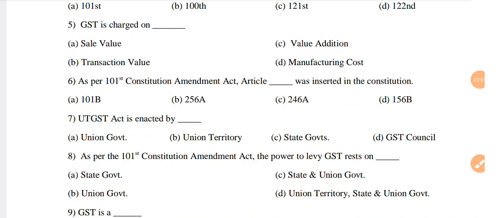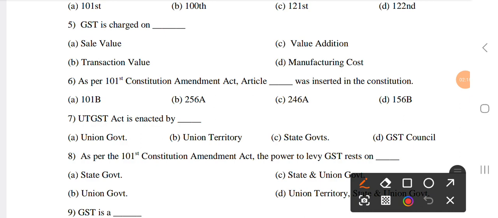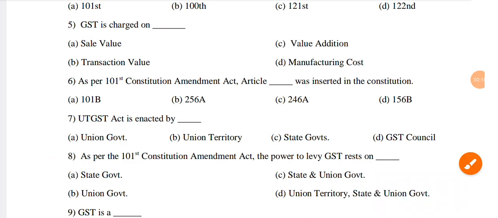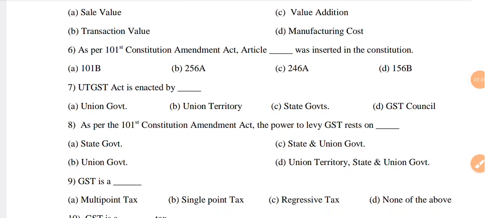Next question, UTGST Act is enacted by dash. Option A Union Government, B Union Territory, C State Government, and D GST Council. The correct option is A, Union Government.